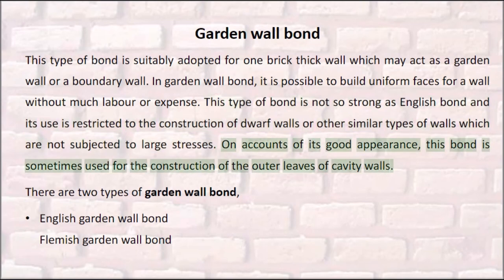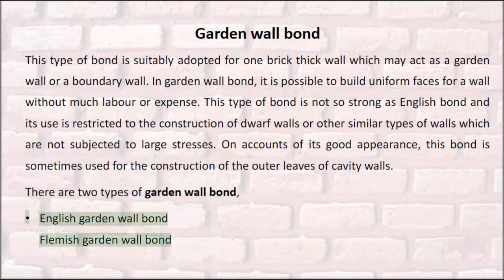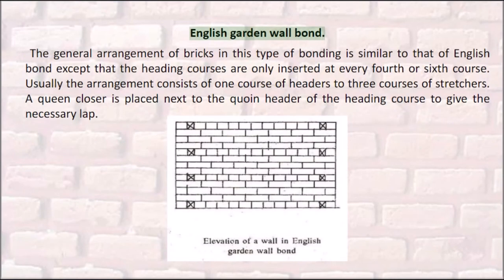On account of its good appearance, this bond is sometimes used for the construction of the outer leaves of cavity walls. There are two types of garden wall bond: English garden wall bond and Flemish garden wall bond.